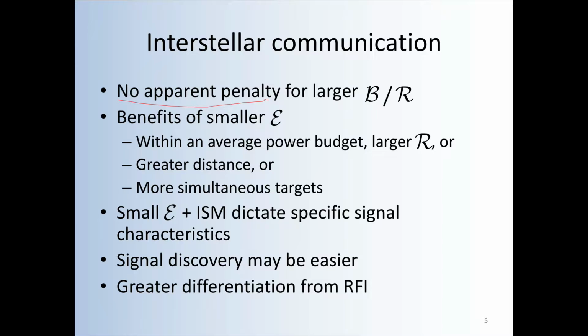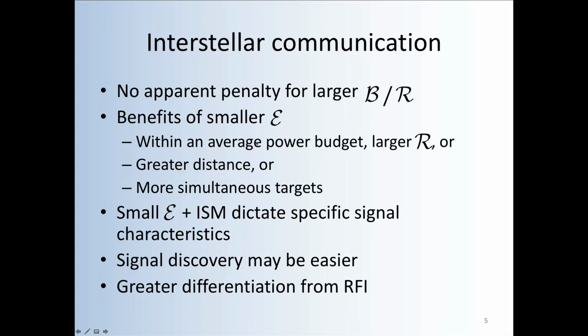And there's no competing use for that same spectrum. On the other hand, there are major benefits in the interstellar case for smaller energy per bit. The reason being that the energies required are generally very large because we're communicating such a large distance. And there's the 1 over distance squared loss of energy as the signal propagates.